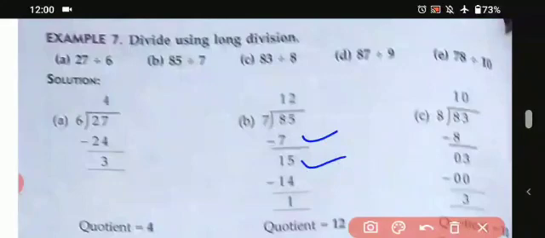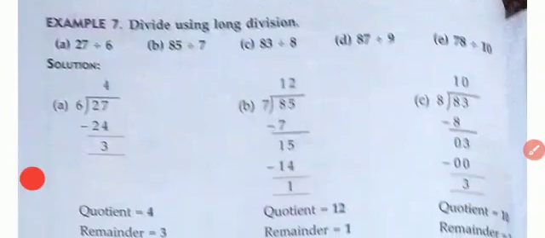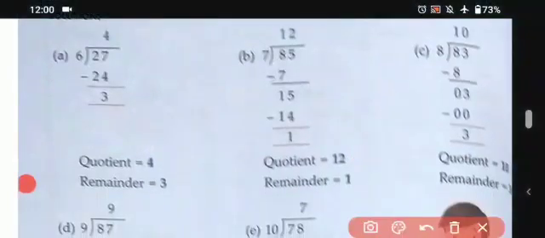So the next digit will come in the second step, that is 5. So 7 2s are 14. So you will write down here 7 2s are 14. When we subtract 14 from 15, we will get 1. So this is what we have got. The quotient is 12 and the remainder is 1.